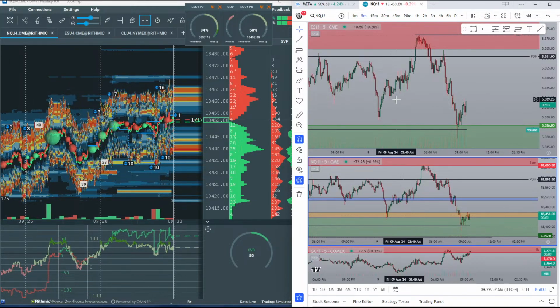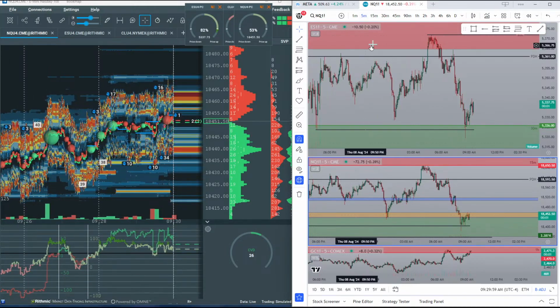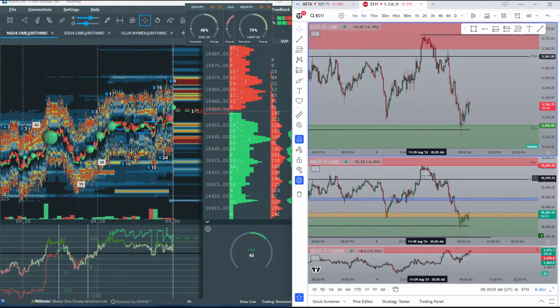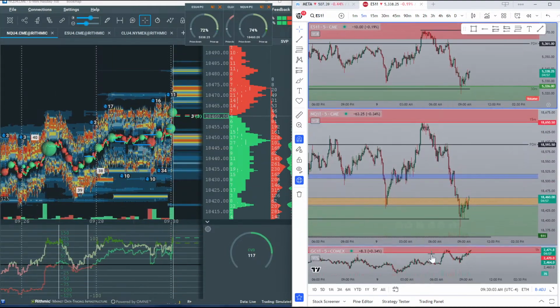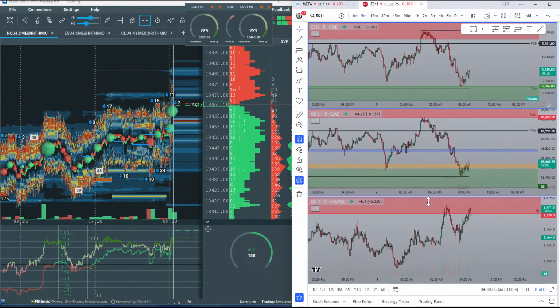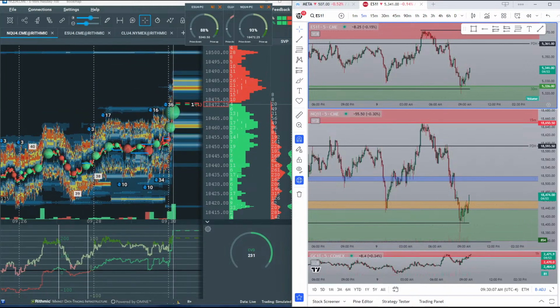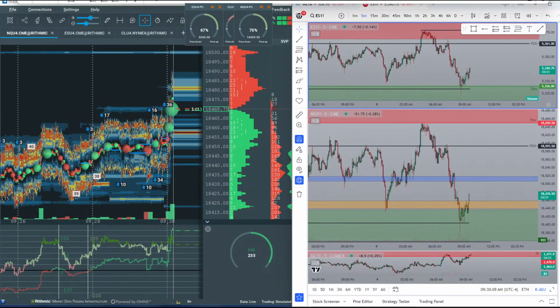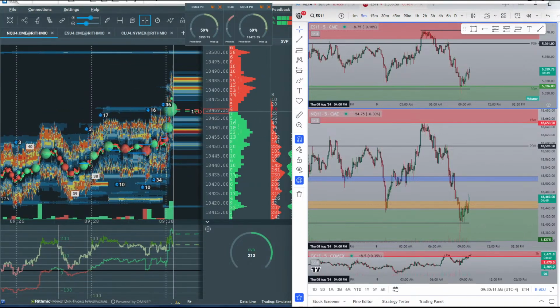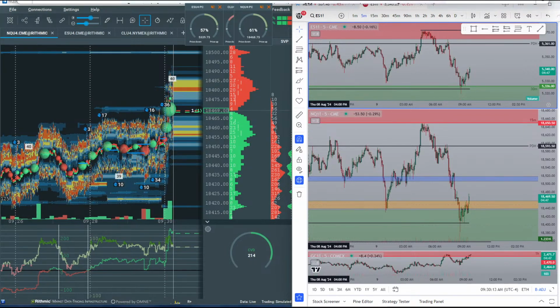Going to take some trades with you guys today live. We're looking at the ES right here on this top chart, NASDAQ on the middle chart, and the bottom one we're going to switch between gold and crude.